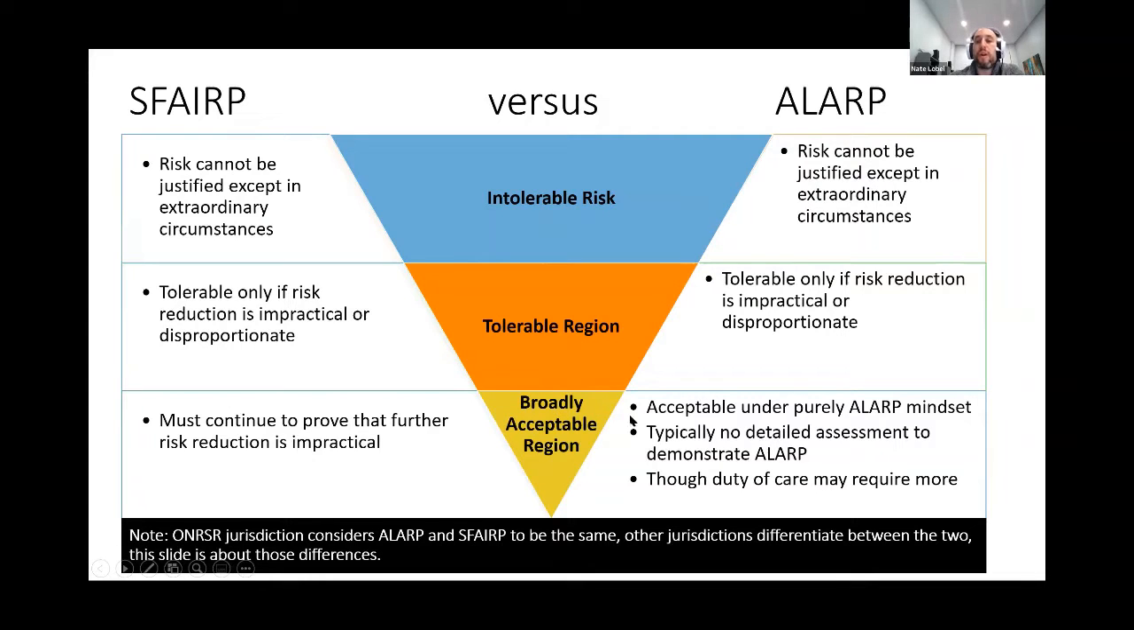So under as low as is reasonably practical, well, ALOP, there's this idea that a risk that lies in this region where it has a very low likelihood and very low consequence is just broadly acceptable. You don't really need to do much more assessment on it. You would record it for tracking and to make sure that the risk never increases. Duty of care might require you to do more, but if we're just looking at ALOP effectively, the process can stop. Whereas if we're talking about SFAIRP on rail design, you have to continue to prove that further risk reduction is impractical.